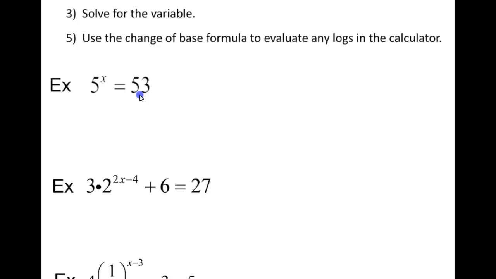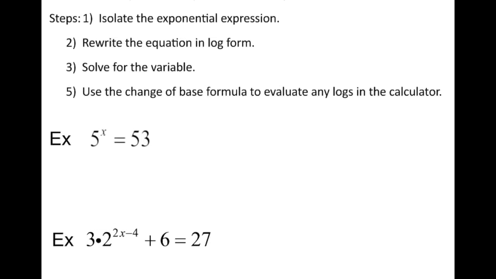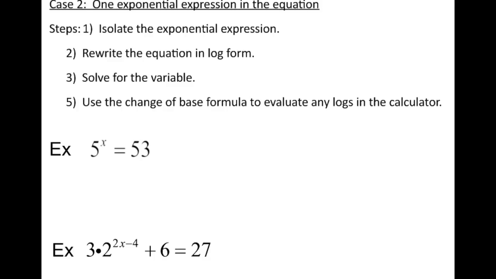Well, ultimately what we want to do is rewrite this in log form, and by doing so, that'll get rid of the x out of the exponent. So the first thing we want to do is isolate the exponential expression. What is the exponential? Well, it's your base and your exponent. Get it alone. In this problem, it already is an exponential. Folks, what is this written in log form? Log base 5 of 53 equals x.